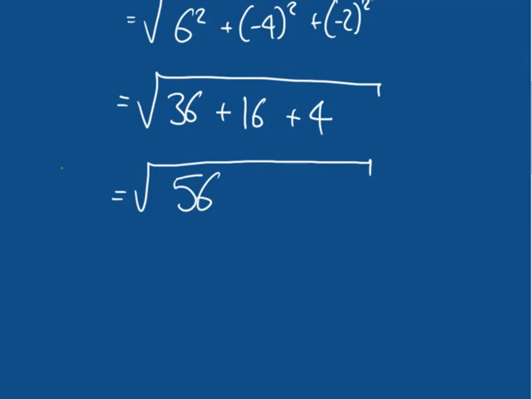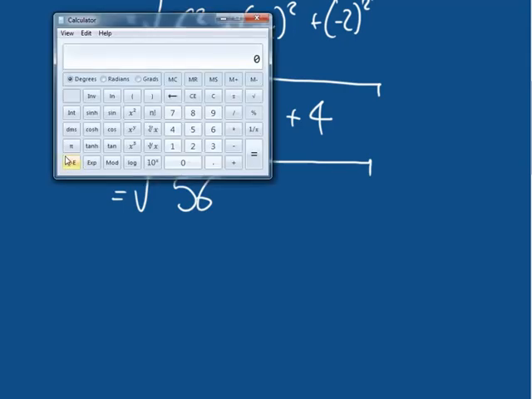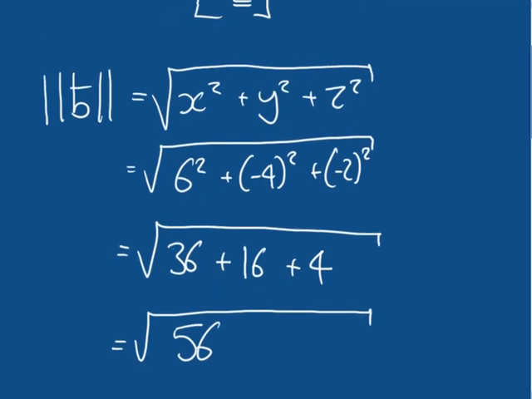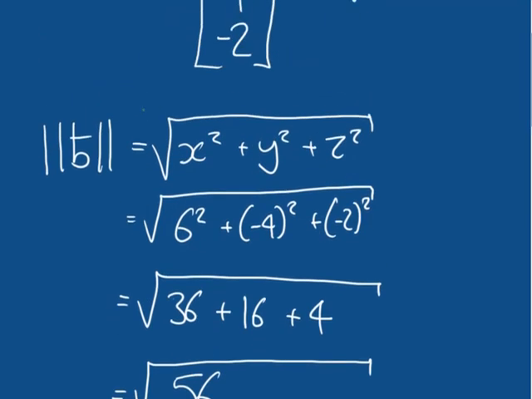So I'm going to leave that in its square root form, but if you were to use a calculator to work this out, you get a value approximately equal to the length being 7.48 units. So once again, nothing really to it. The only key is to remember that the magnitude of a 3D vector is equal to the square root of x squared plus y squared plus z squared.